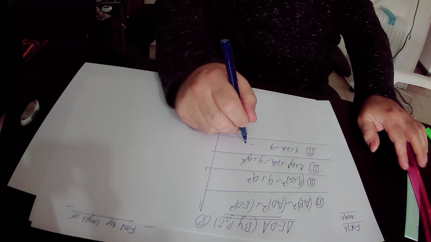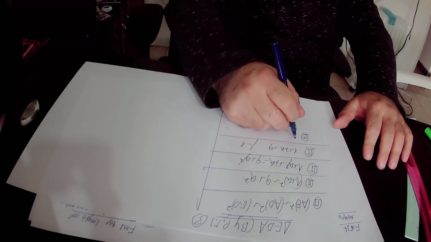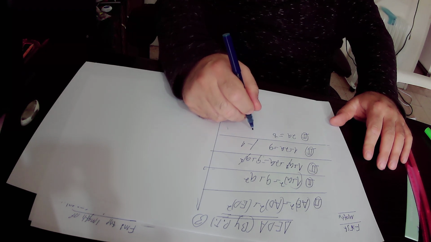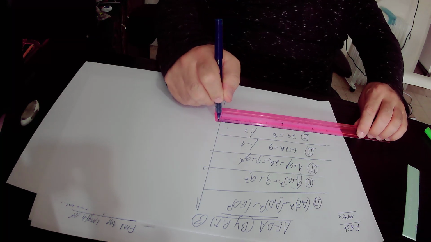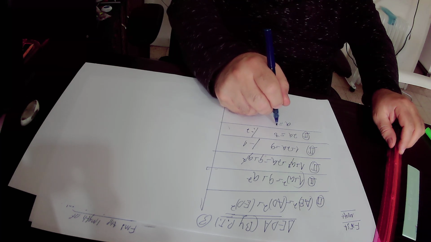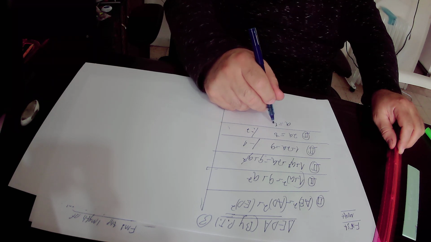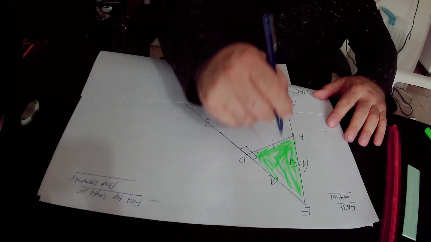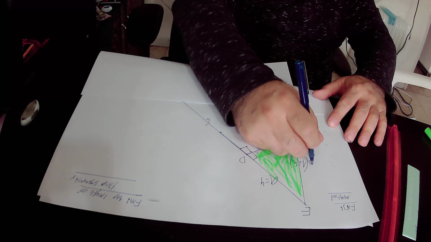Here we subtract 1 from this equation, and we get that 2A equals 9 minus 1, which is 8. Here we divide this equation by 2, and we get that A equals 8 over 2, that is 4. So we found out that A equals 4 units, and A plus 1 is 4 plus 1, that is 5 units.